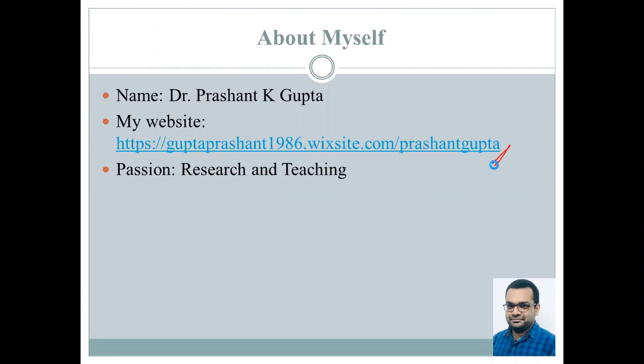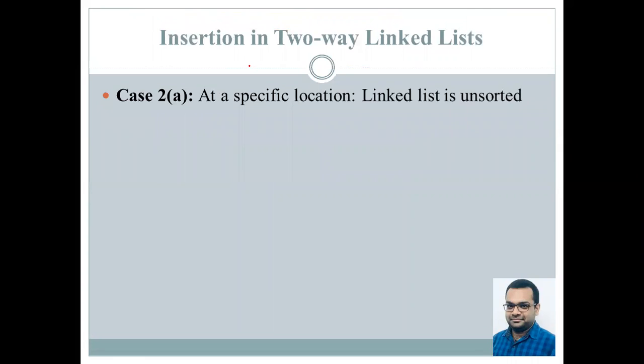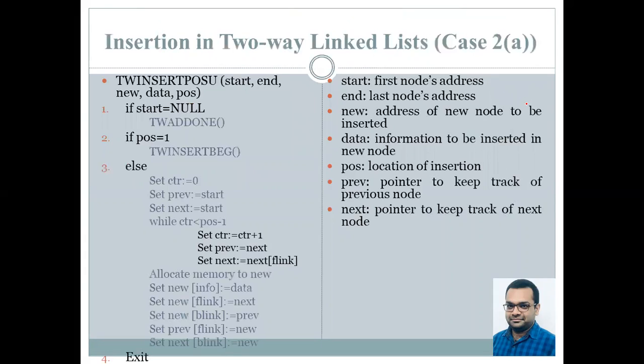Now today we'll be talking about insertions into two-way linked list. Case 2A, that is insertion at a specific location and our linked list is unsorted. Therefore, in this scenario, insertion will take place on the basis of position value. Position will be supplied to us directly into the program, and we have to search for the exact position and insert the node at that position.